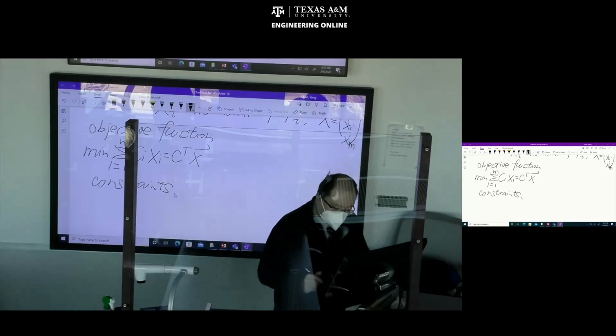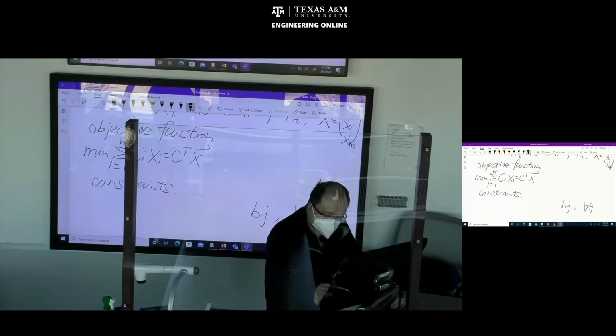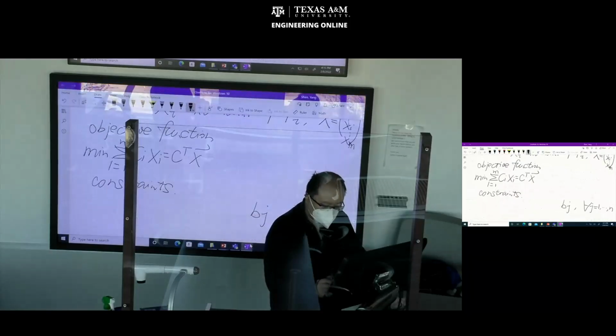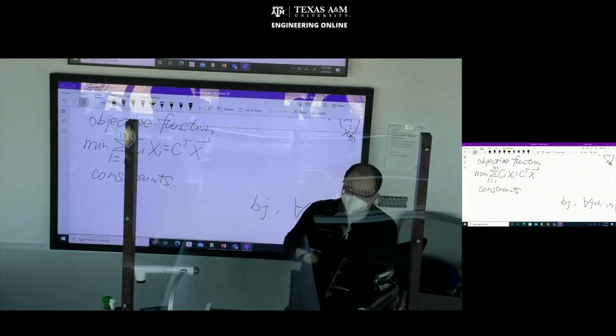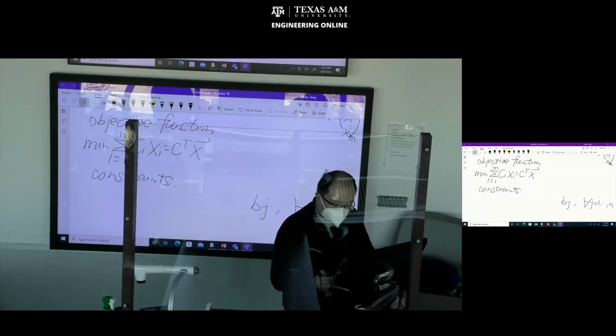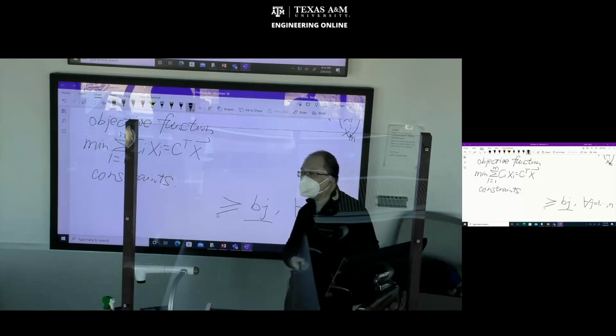So we have a daily requirement of each nutrient j, is that right? So for any j from 1 to n, because there are n nutrients, right? So for each nutrient, we have a daily minimum to satisfy. Okay, so this is our daily minimum, but the actual intake every day is from all the foods.